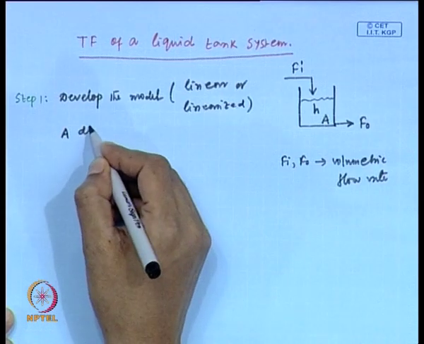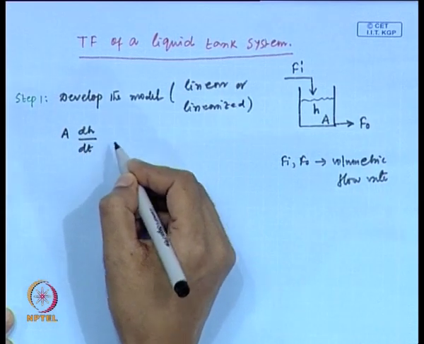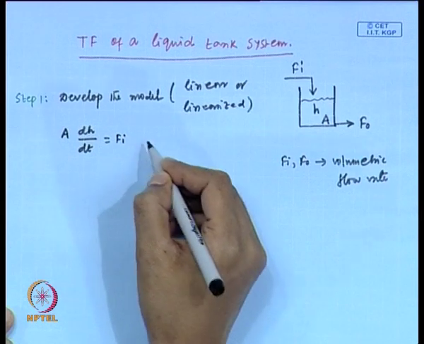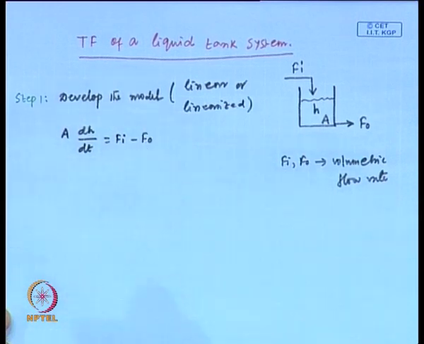A dH/dt equal to f_I minus f_0, by assuming the liquid density constant. So, this is the modeling equation for the example liquid tank system.